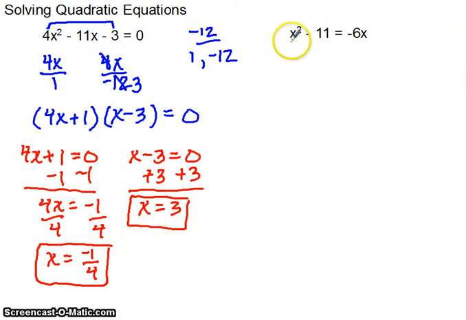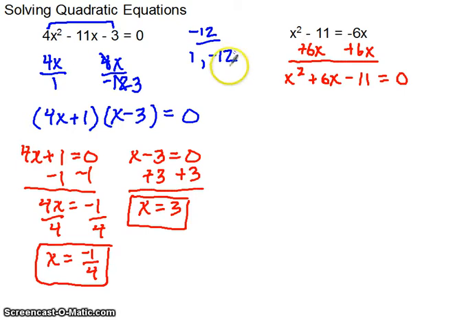Alright, so take a look over here at this one. Now you notice this one, it is a quadratic, x squared right there, but it's not equal to 0. So the first step, get it equal to 0. That's going to be achieved by getting this 6x and moving it to the other side of the equation. Add 6x. So that's x squared plus 6x minus 11 equals 0.